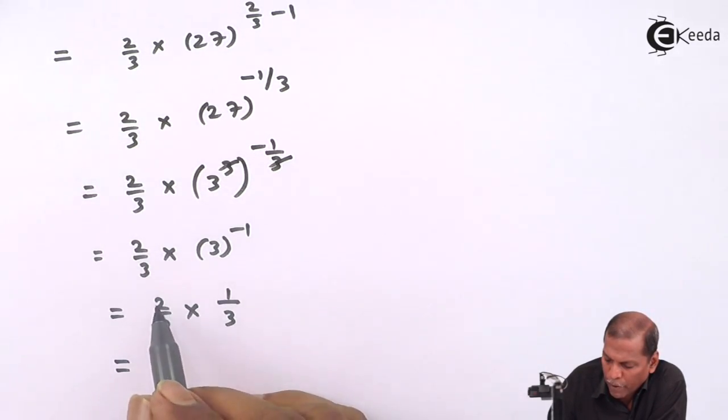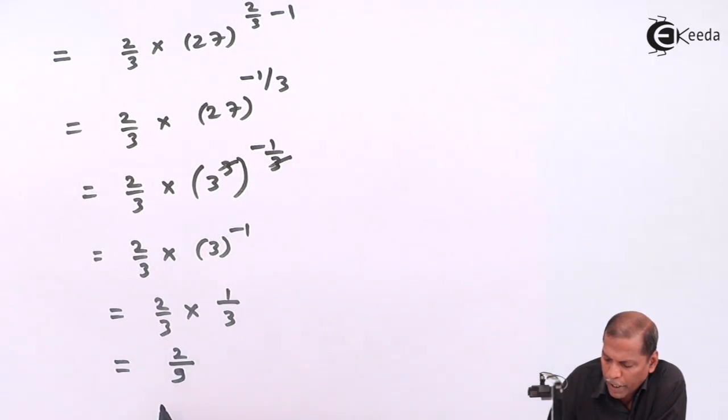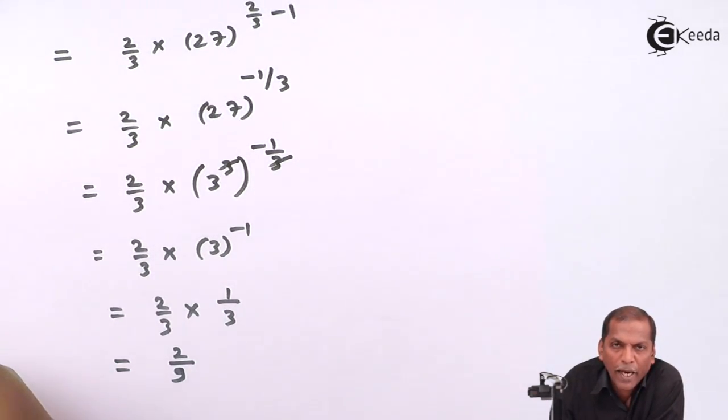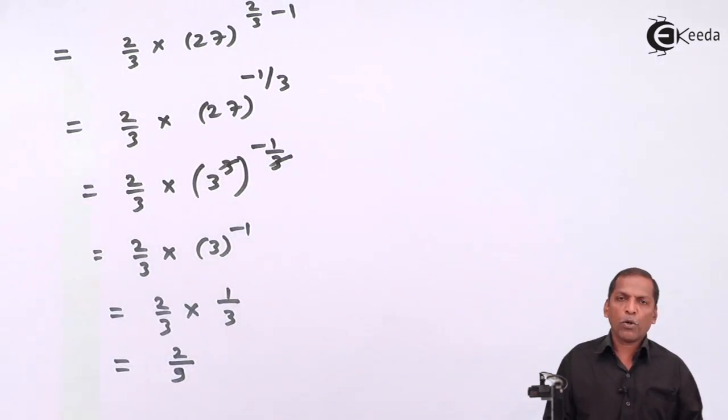Next step will be 2/3 into 3 raised to minus 1, which can be written as 1 upon 3. And on multiplying we get 2 into 1 is 2, and 3 into 3 we get 9. So the final answer is 2 upon 9. So this is the required solution for the given problem. Thank you.